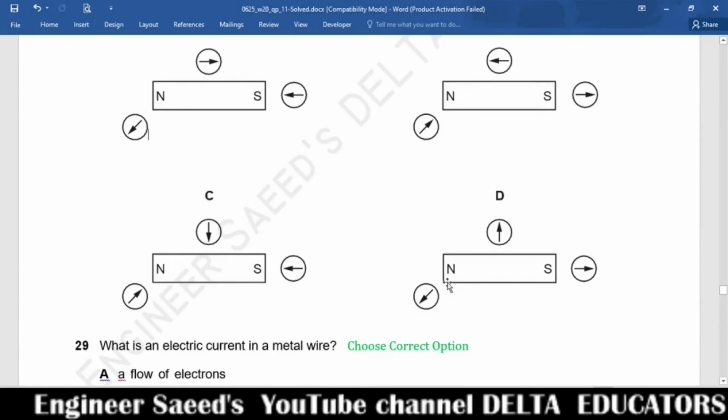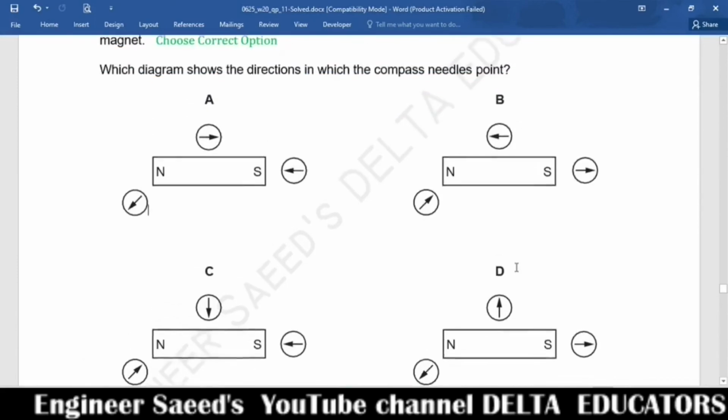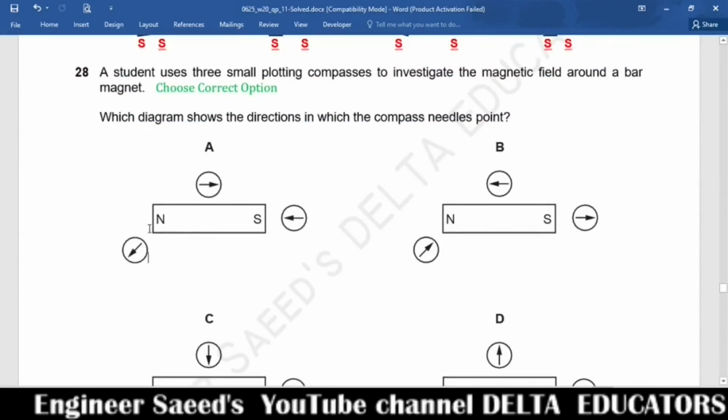Here we are looking that from the north pole lines of force are moving away, and also from the south pole they are moving away. In a bar magnet, lines of force move toward the south pole, not away from the south pole. So this one is also incorrect. The correct option is only option A. Lines of force start from the north pole and move towards the south pole.